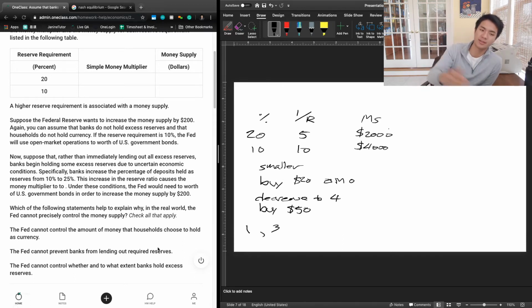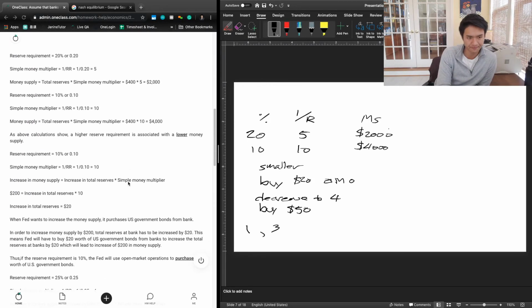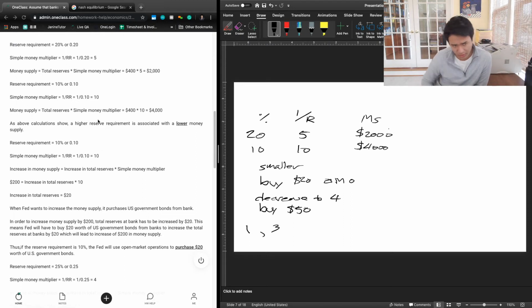So hopefully this process makes sense, and we can take a look at the answer given by the previous tutor. Well, the previous tutor says, first, the reserve requirement is 20%, so the money multiplier would be 5. That is what we have here. The money supply would be total reserves times the money multiplier, so 400 times 5, that gives us 2,000, so we're all good so far. And then we go to a reserve requirement of 10%. At 10%, the simple money multiplier would be 1 divided by 0.1, so 10. The money supply is total reserves times the money multiplier, so 400 times 10, so 4,000. So we're all good there.